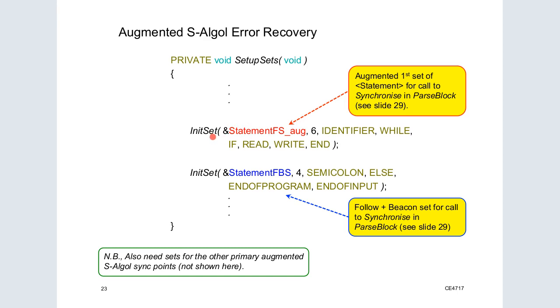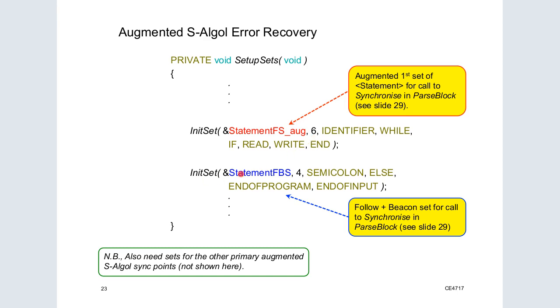So the first argument to init set is a pointer to the set you want to initialize. And the second argument is a count of the number of token symbols you want to put in there. Here we have 6 of them: 1, 2, 3, 4, 5, 6. So this second argument must be 6. Okay, and don't get that wrong, because if you do, you can get strange behavior from the C code.